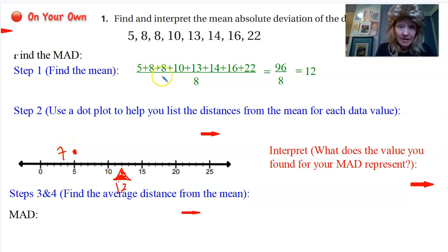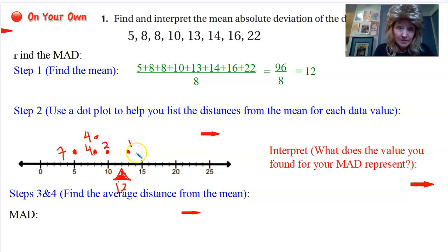And then I have 2 8s. So here it's 5, 6, 7. Here's my 8. Here's another 8. How far is 8 away from 12? It's 4 spaces, right? So I got a 4 and a 4. And then I need to look at how far is 10 away from 12, right? It's 2 spaces away. And then I've got a 13, which is 1 space away.